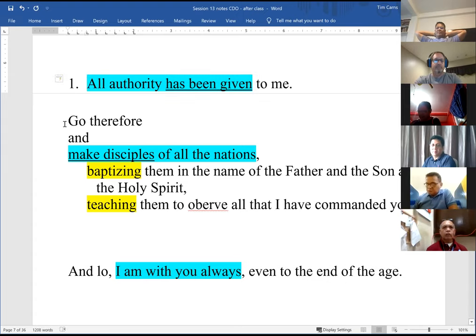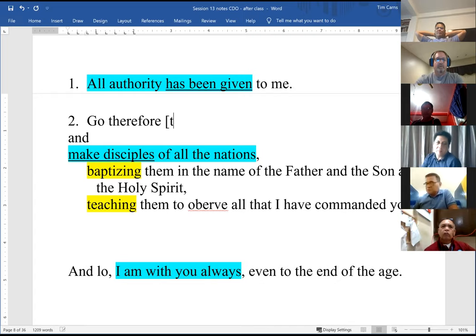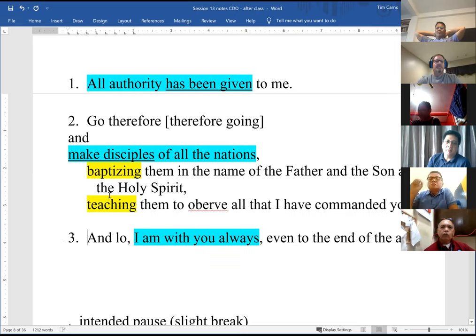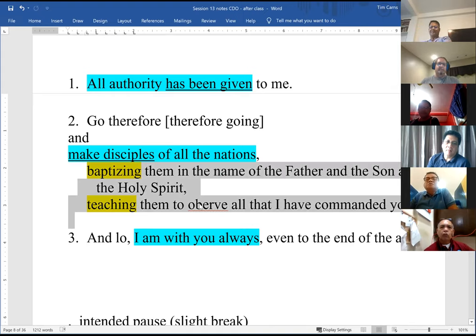The second one is this, and I don't have time now to, technically this phrase is literally therefore going. This is actually a participle. So it's really just one verb here, make disciples. And then the third, so here, that's why I'm saying the three main points Jesus is making are all authority, make disciples, I'm with you always. Baptizing and teaching are not the main points.